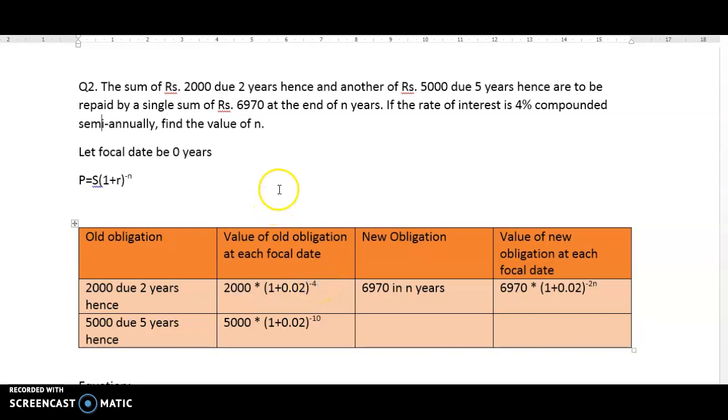Next obligation is 5,000 due 5 years hence. I have to now calculate the present value of this 5,000, so it will be multiplied with 1 plus 4% divided by 2, raised to 5 into 2, that is -10. After this is 6,970 in n years. This will be 1 plus 4% divided by 2, raised to minus n into 2, because this is semi-annual. I hope this is clear to you. After that, you just have to make an equation where this plus this will be equal to this. So this is your equation.